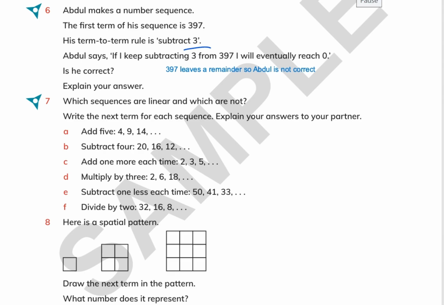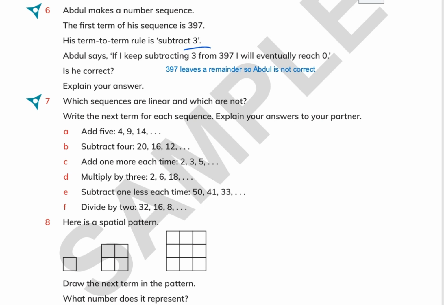Question number 7. Which sequences are linear and which are not? Write the next term for each sequence. Explain your answer to your partner. Now, what is a linear sequence? A linear sequence is a sequence in which the difference between two consecutive terms is always the same. That sequence we call a linear sequence.